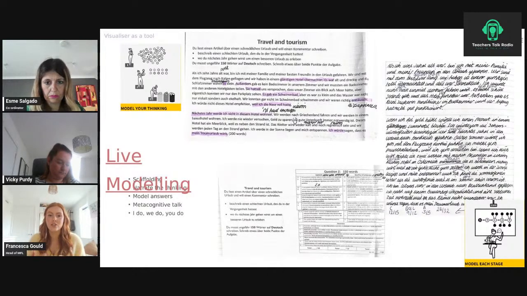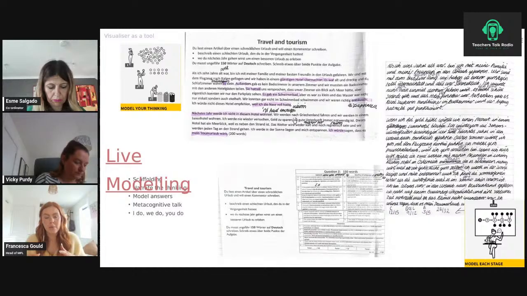So the first thing to do was to look at the mark scheme. I showed it under the visualizer. We annotated it together, and we were able to pick out those key success criteria that they needed to hit to do well. We then looked at a model answer and compared this to the mark scheme. So we were able to annotate and highlight and pick out areas of success that they could use in their own work. And then they wrote their own responses.